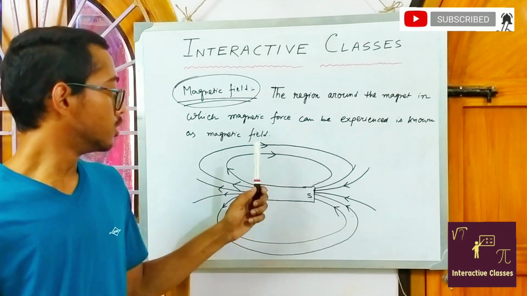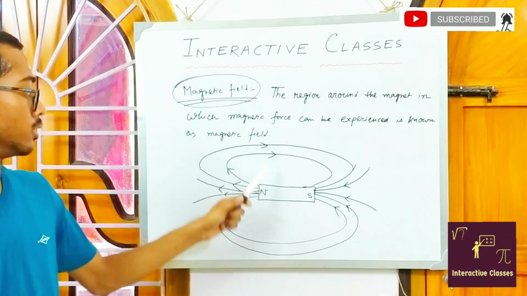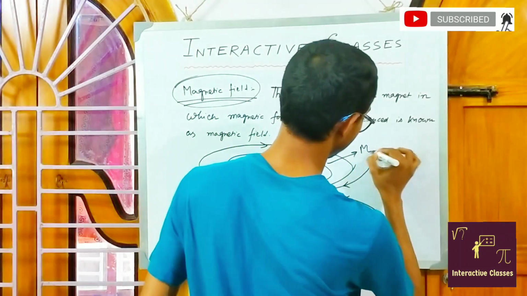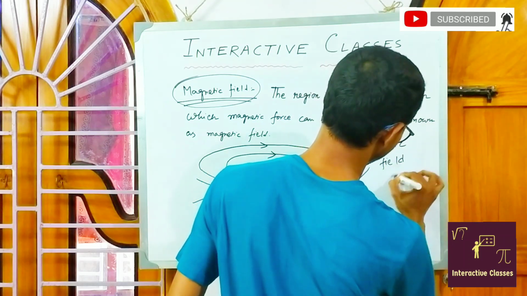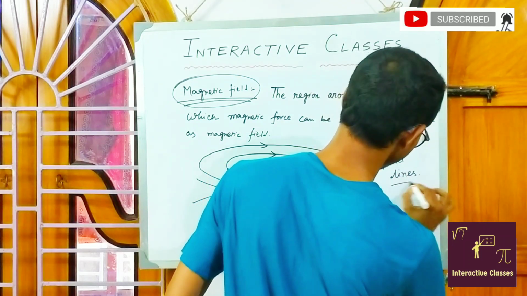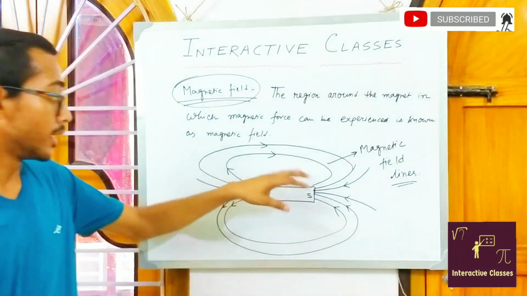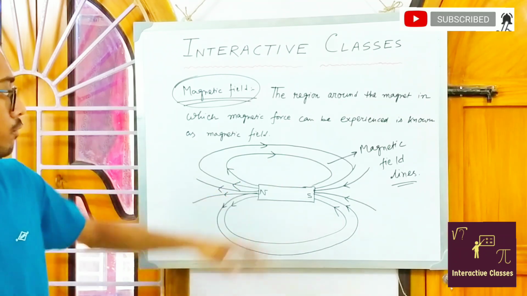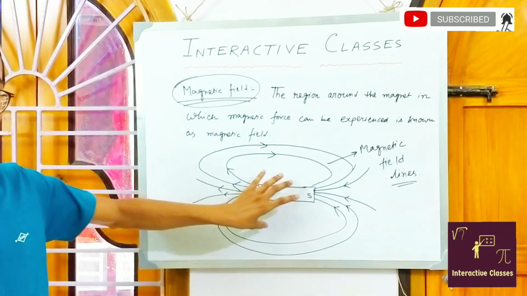So this graphical representation of the magnetic field is known as magnetic field lines. Okay, so there are some basic properties of magnetic field lines. What are magnetic field lines? Magnetic field lines are those lines which are used to represent the magnetic field of a magnet.